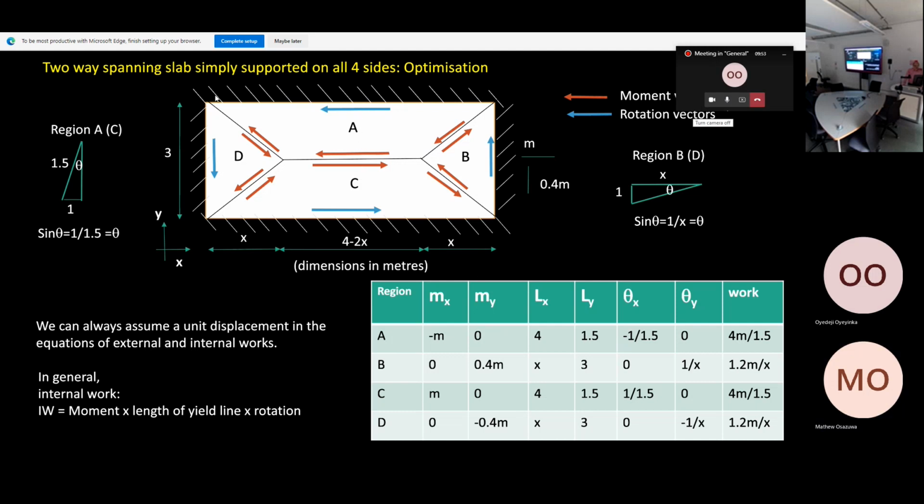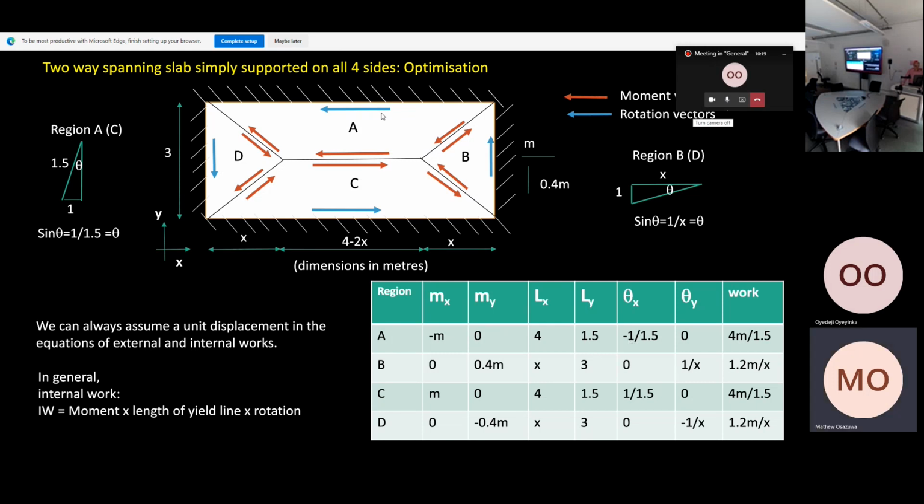So we have a minus here, and the rotation of this slab, of this region A, about this axis will be 1 over 1.5. Remember the maximum displacement is 1 out of the screen. So we have 1, and this distance here is 1.5. Therefore the rotation is minus 1 over 1.5.